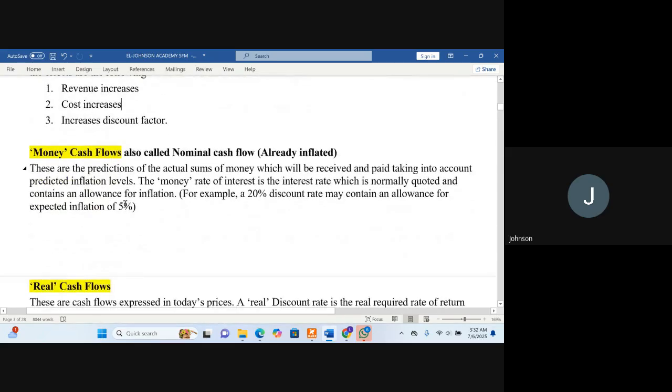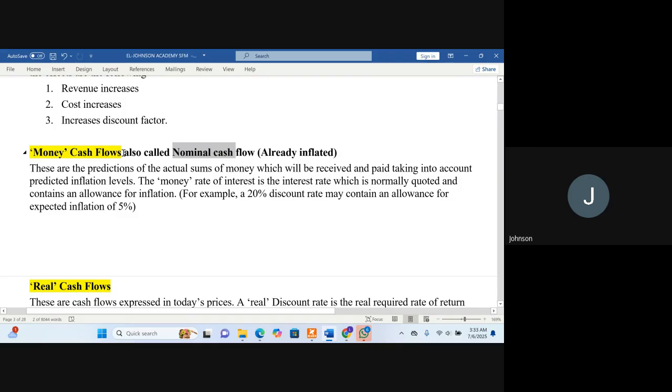Now let's look at how inflation affects our cash flow. There's a cash flow that they call money term cash flow. In your question, if the examiner tells you the cash flows are in money terms, or the cash flows are in nominal terms, what they're telling you is that the cash flows have already been inflated. Inflation has affected them.